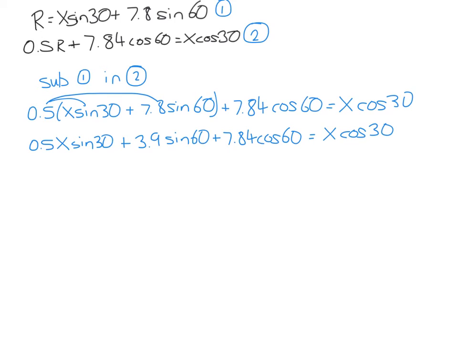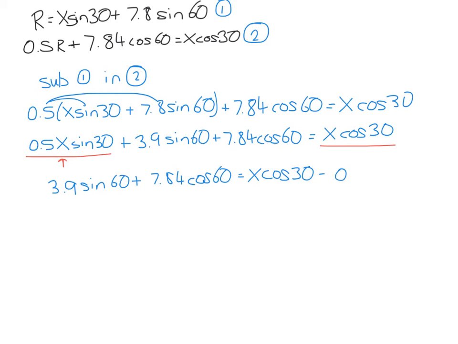Okay, so looking at the key points where x comes up, it's in this term and in this term. So I'd suggest, as we've got one already on the other side by itself, that we move this one just here across. So we're going to subtract 0.5x sine 30 from both sides. So we'll get the remainder on the left, which is unchanged. But we're now going to have x cos 30 minus 0.5x sine 30.